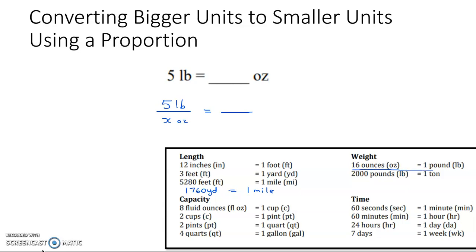So we know that there's 16 ounces in 1 pound. So the 1 pound is going to match up with the 5 pounds up top, and the 16 ounces is going to match with the X ounces down below. And now we can solve either algebraically or we can cross multiply and divide quickly. 5 times 16 divided by 1 is 80. So X is equal to 80 ounces.